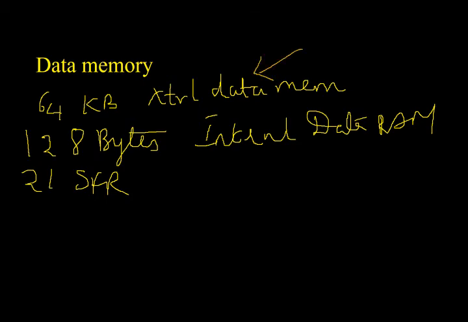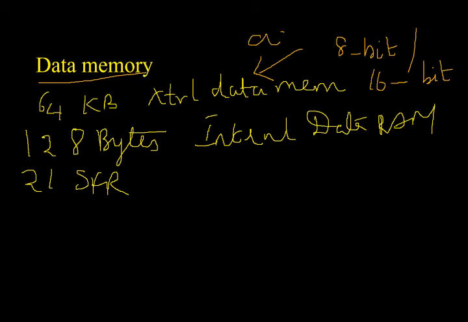So when I want to access this external data memory, the controller will be giving me either an 8-bit address or a 16-bit address. Because when I want to access data, store data, or retrieve data, I can use either external data memory or internal data RAM, or I can use the 21 SFR registers. When registers have been given to you, it is important that you have an address.